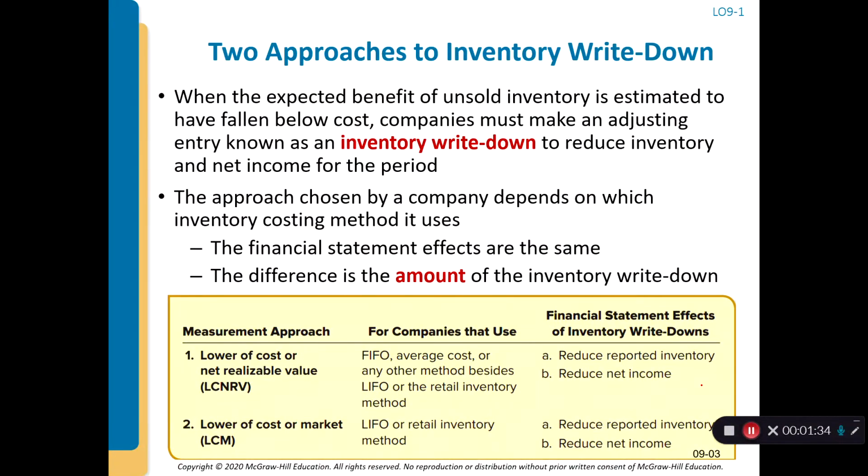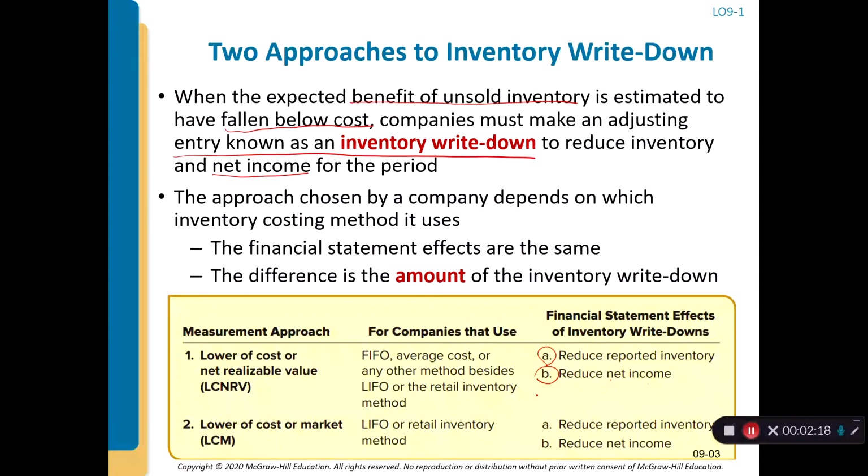If we find that the expected benefit of unsold inventory is estimated to fall below the cost, the company must make an adjusting entry known as an inventory write-down to reduce the inventory and also decrease the net income for that period. The company can choose between two approaches. One is called the lower of cost or net realizable value, and the other is called the lower of cost or market. The implications of these two methods in the financial statements are very similar. Both reduce the reported inventory and both reduce the net income.